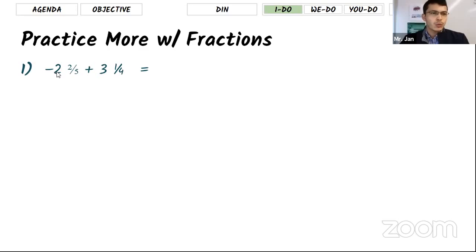We have 2/5 plus 3 1/4. So there are two ways you can do it. These are rational numbers, by the way, from yesterday. Rational numbers are the fractions, the whole numbers, integers, everything we call rational, right? So you can do it in two ways.